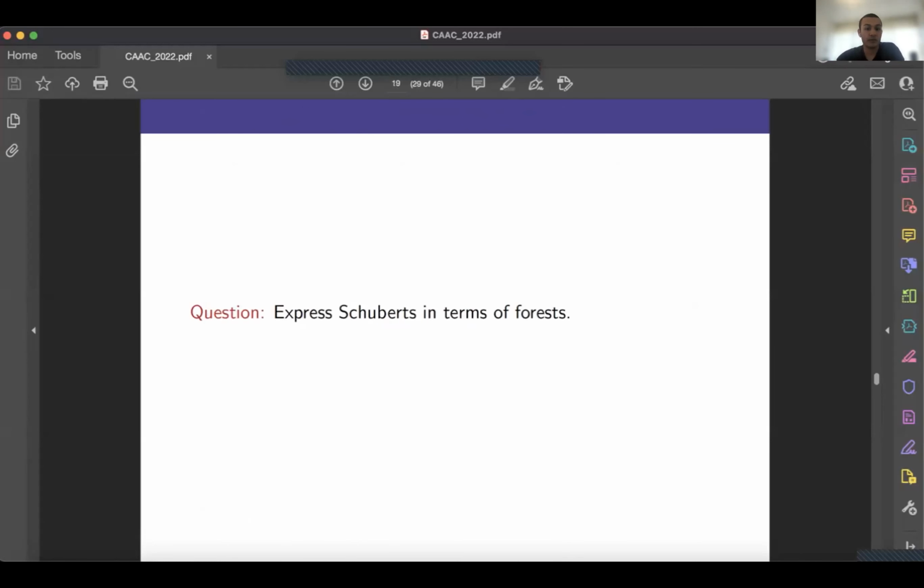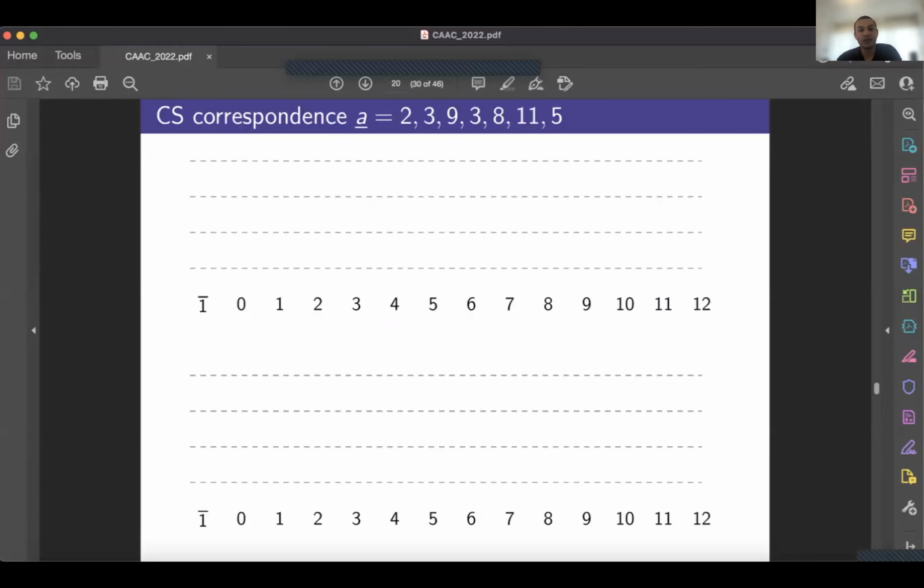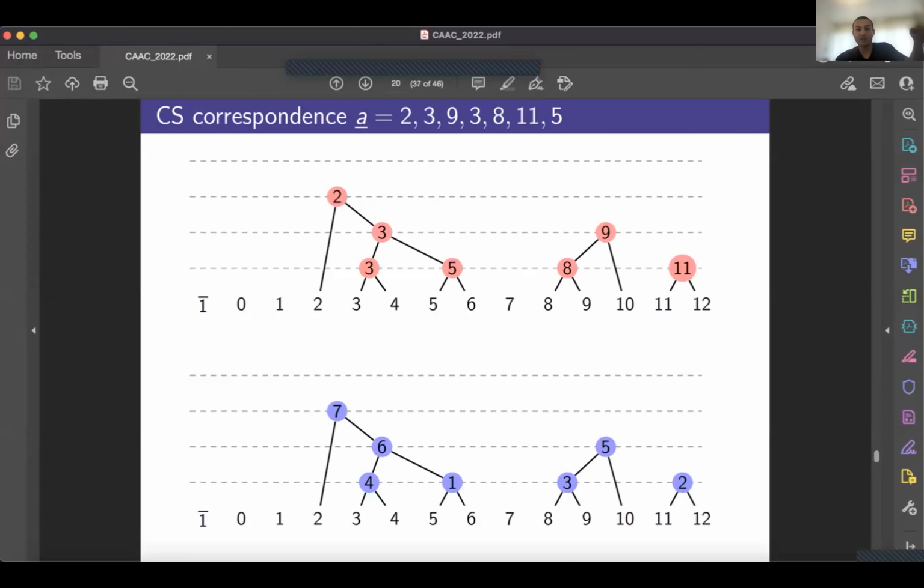So you're tasked with expressing Schuberts in terms of forest polynomials. And long story short, you need a correspondence on words, and I'm trying to mimic the RSK correspondence. You take your word, read it from right to left, and you're going to generate trees. Okay, so I'm going to drop these numbers right to left. You can ask me about the procedure later. And at every stage, I pick up 2 children.